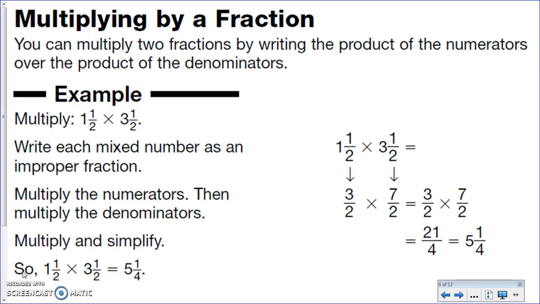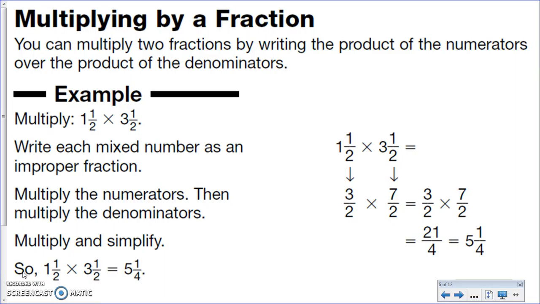The first step is to write each mixed number as an improper fraction. To do that, it's denominator times whole number plus the numerator. So 1 1/2 becomes 3 halves, and 3 1/2 becomes 7 halves. Then we look to see if we can cross simplify. 3 and 2 don't share any common factors, and 2 and 7 don't share any common factors, so we can't simplify. Then we're going to multiply the numerators.